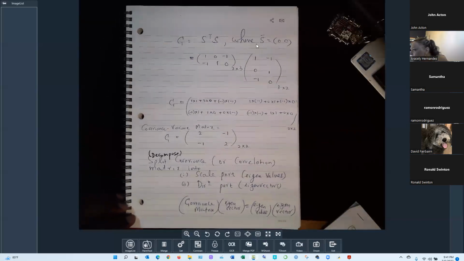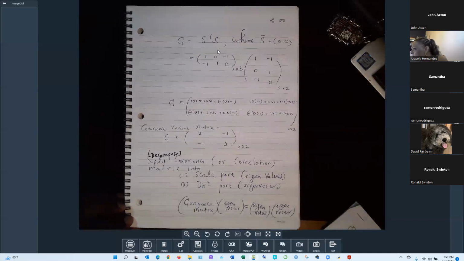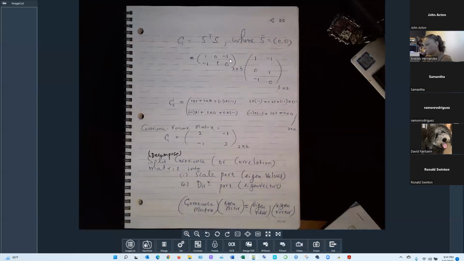See? S bar 0, 0, see? This is my transpose. Transpose means you're going to reverse the columns and rows of that S. You earlier had a 3 by 2. Now you have a 2 by 3. And then you multiply.